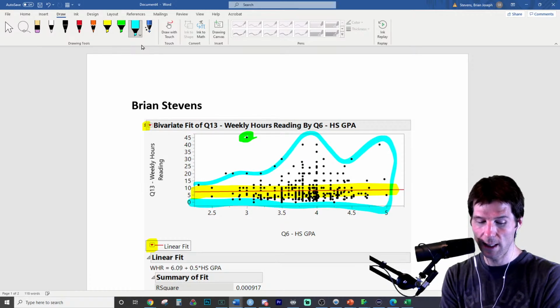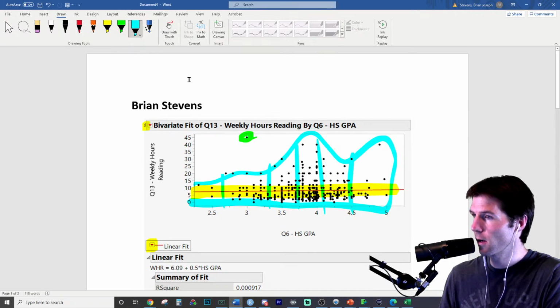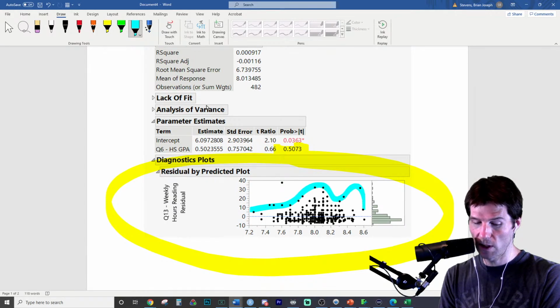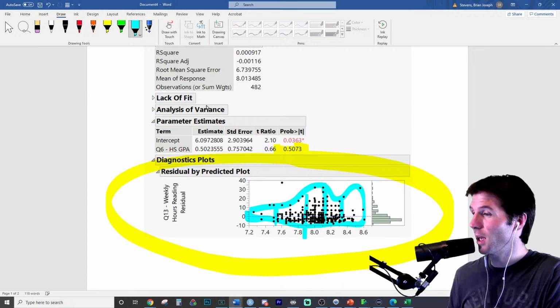You can also see the plot thickening issue, which we don't want to see, especially in those areas there. You can also see it down here in the residual plot. We see that outlier too. So the residual plot is going to help us examine things like plot thickening.